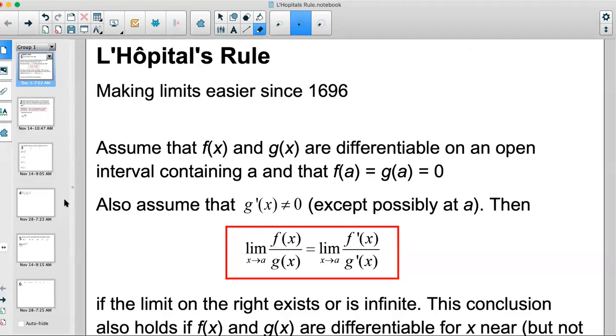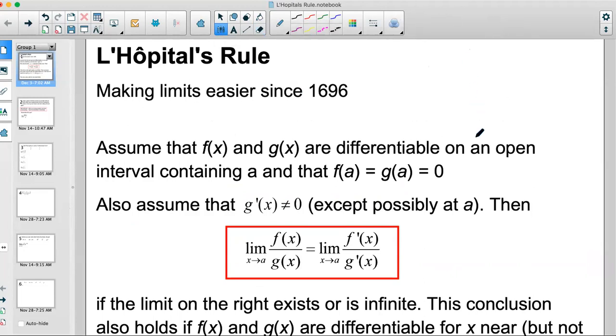Hey guys, I believe one of the last lessons we learned this term is called L'Hopital's rule, which is a rule about taking limits. L'Hopital's rule is about the limits of fractions that are in two specific indeterminate forms. Those two forms are if the limit is either 0 over 0 or infinity over infinity.